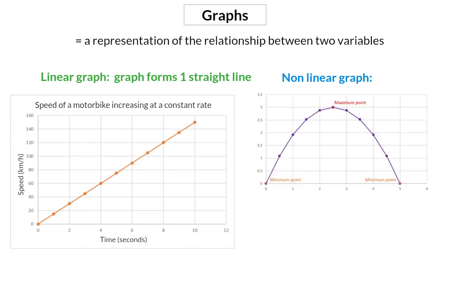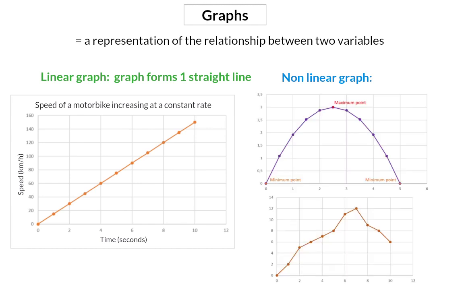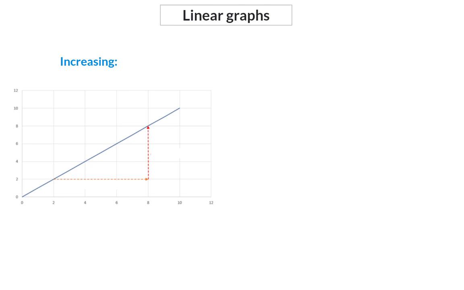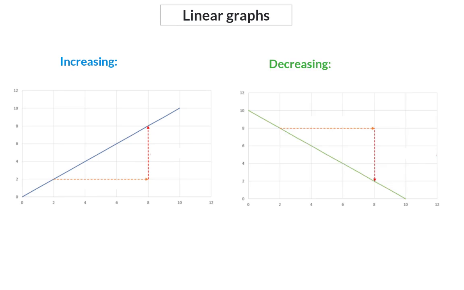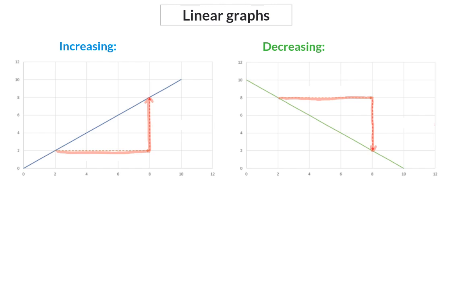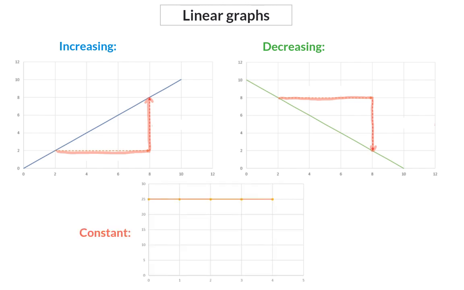Graphs that do not form a straight line can be classified in different ways. For now, we are simply going to say whether a graph is linear or non-linear. If a graph is linear, you need to be able to further say whether it is increasing or decreasing. As you move from left to right, an increasing graph moves upwards, whereas when you move from left to right, a decreasing graph moves down. And when a linear graph is not increasing or decreasing, we say that it is constant.